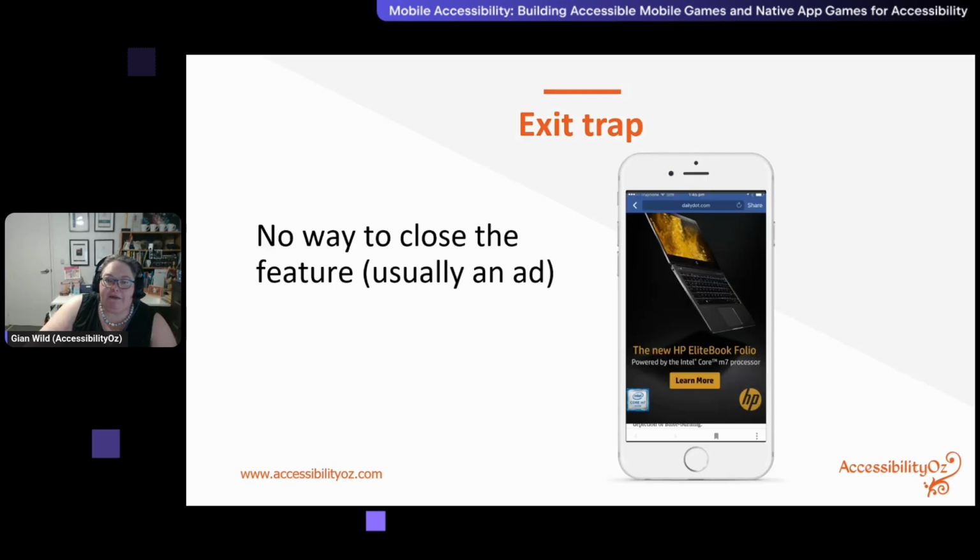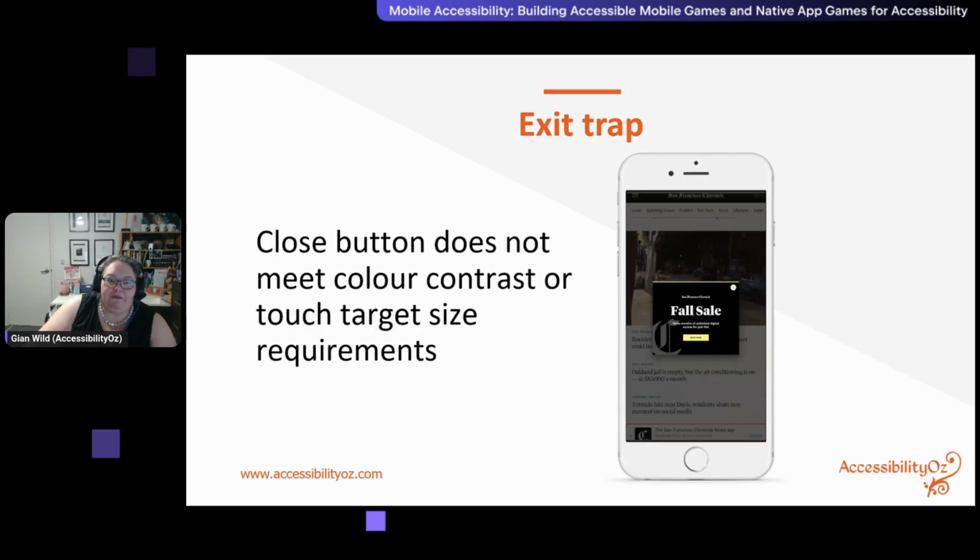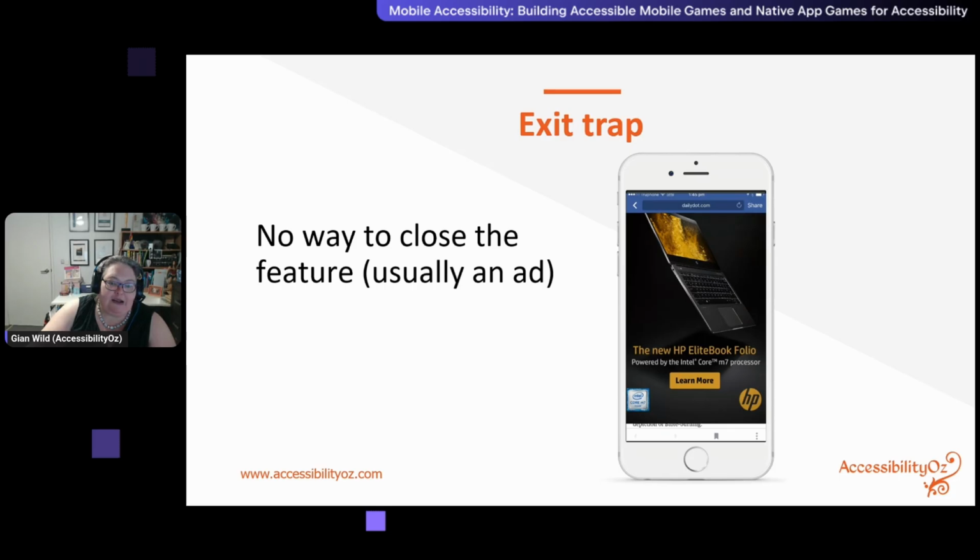This is an example here. You have a full page ad. You can see there's text just at the bottom here, and there's no real way to close that ad. You can't tap on the address. The back button doesn't work. So that's basically the only way you can get around that, is to close the app and start again.